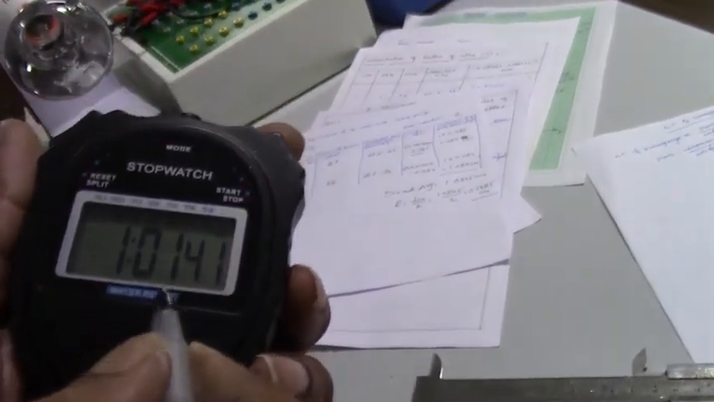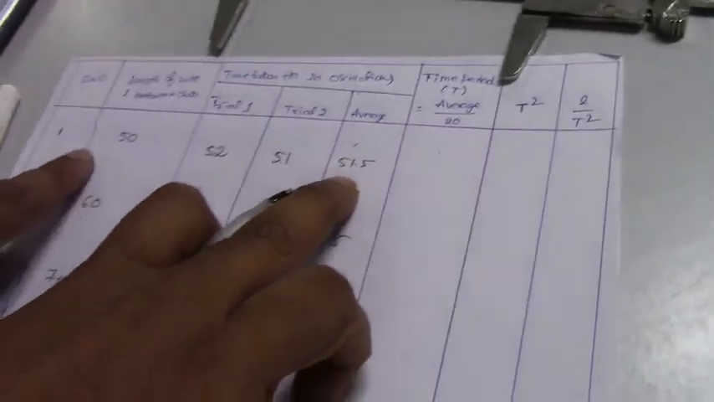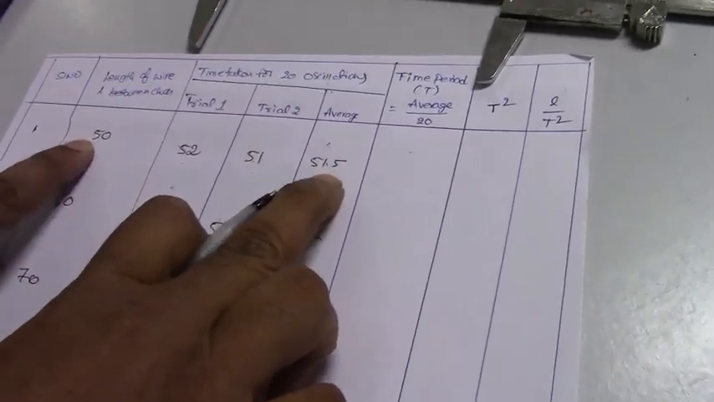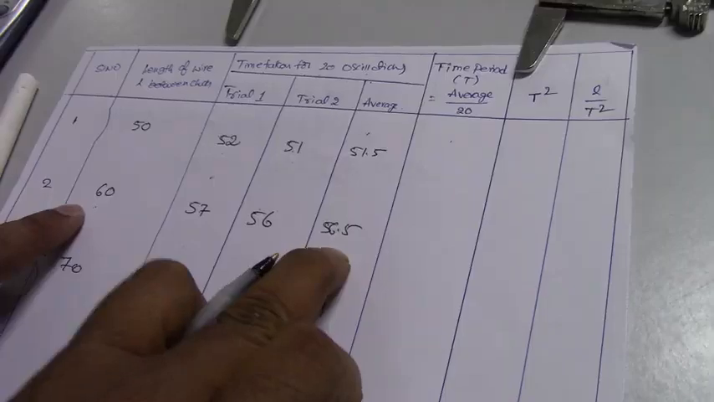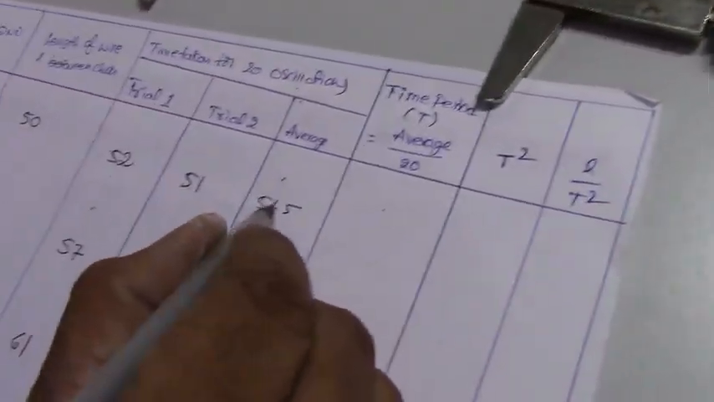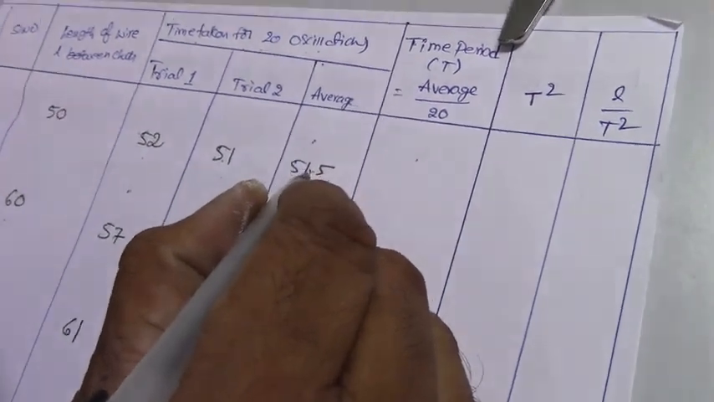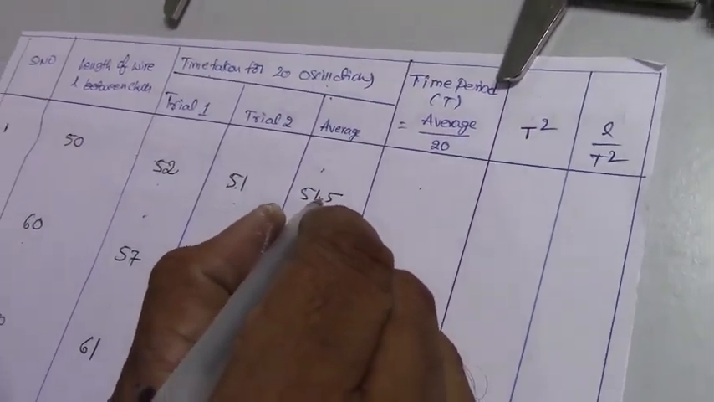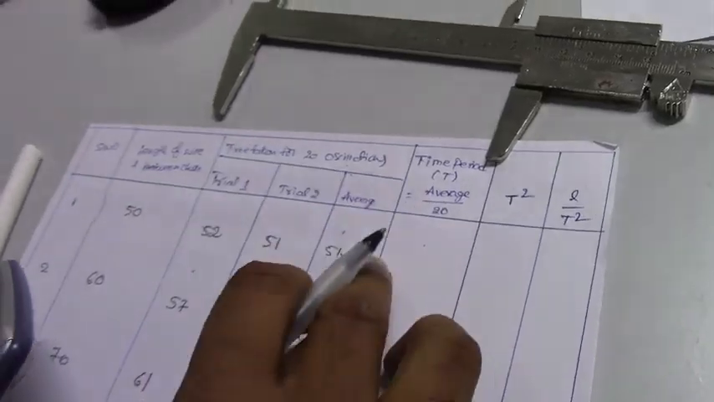So this time we got the same time, 1 minute 1 second, which means 61 seconds. Okay, so the average is also 61 seconds. In this way we got the time taken for 20 oscillations for 50 centimeters, 60 centimeters, and 70 centimeters of length. Now calculate. Here you have 51.5. What is this 51.5? It is the time taken for 20 oscillations.